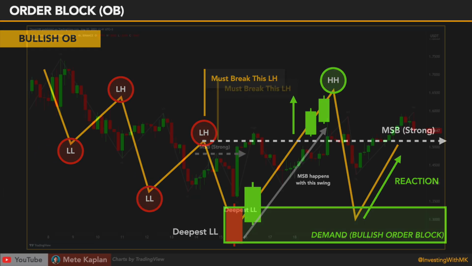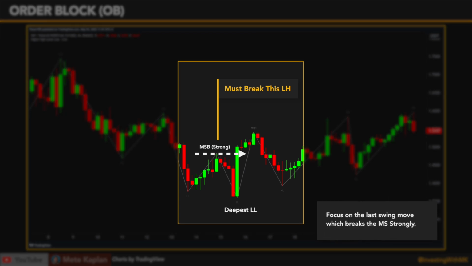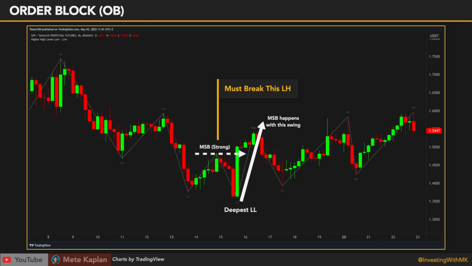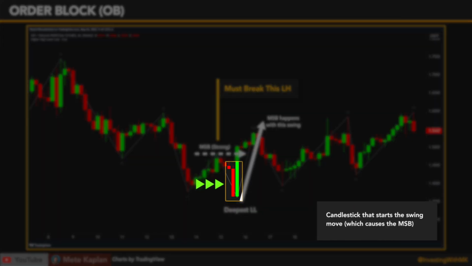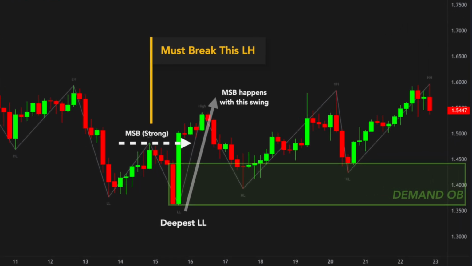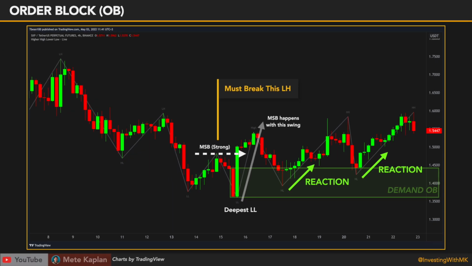Let's see an example. As you can see in this example, our strong MSP and deepest lower low are quite clear. Now can you tell me, which last red candlestick starts the swing that causes the market structure to break? This is our red candlestick, our order block demand zone. It all starts with this candlestick. And when the price comes back to this demand zone, we expect a reaction.